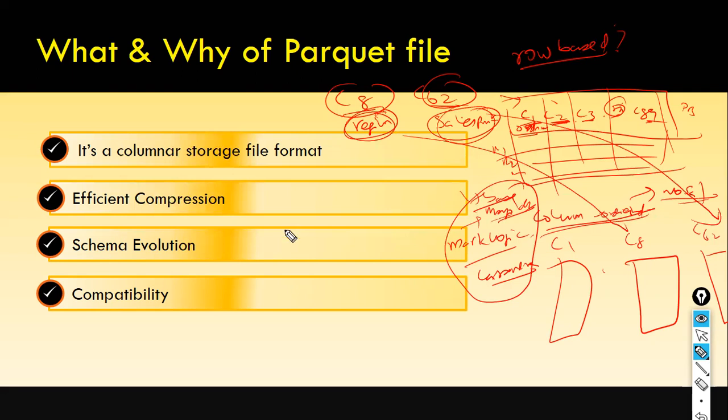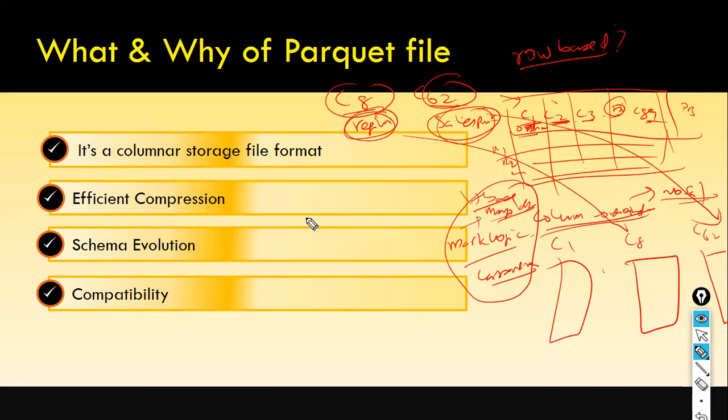So that's why I told you the columnar databases are pretty fast compared to row-based databases in the case of a huge volume of data, big data.